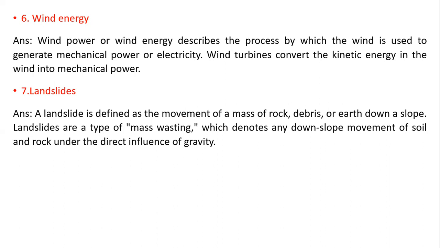Seventh question. What is a landslide? A landslide is defined as the movement of a mass of rock or debris or earth sloping down. That means the materials on top of the hill slide down because of gravity and the slope. Landslides are a type of mass wasting, which denotes any downslope movement of soil or rocky material under different influences of gravity, or it can even be a direct influence of gravity also.